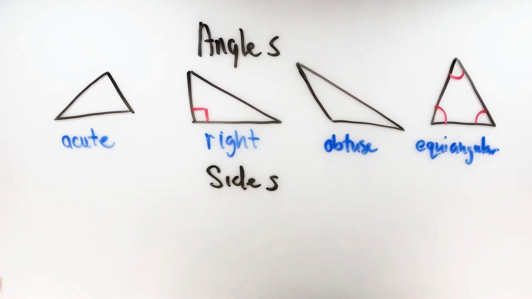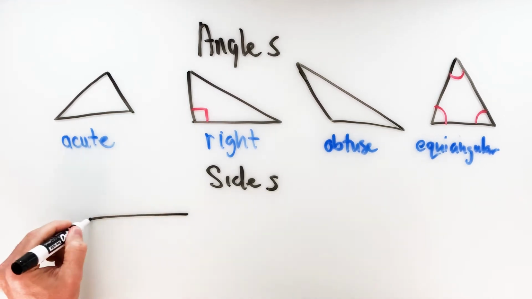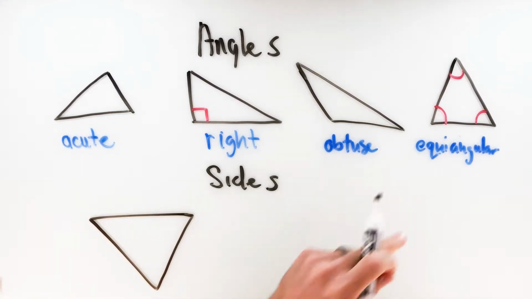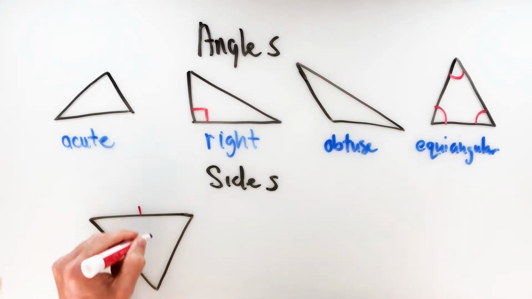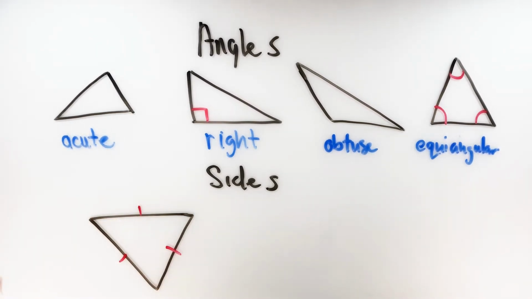Let's talk about how to classify them based on their sides. The first one, similar to the equiangular triangle: if all three sides are congruent, this is what we call an equilateral triangle. It's called equilateral. All three sides the same.